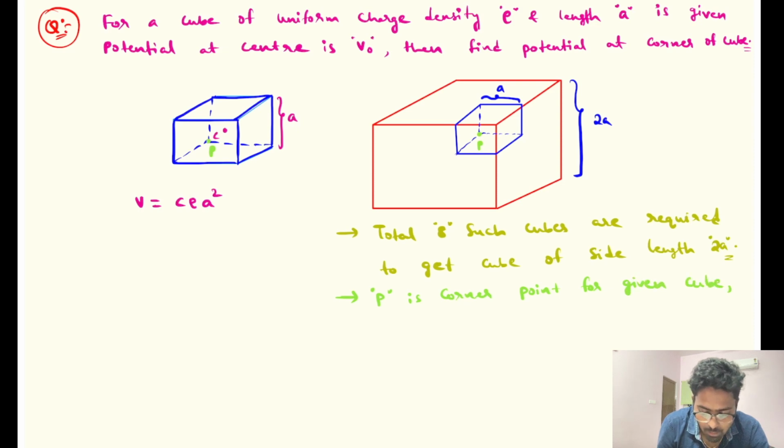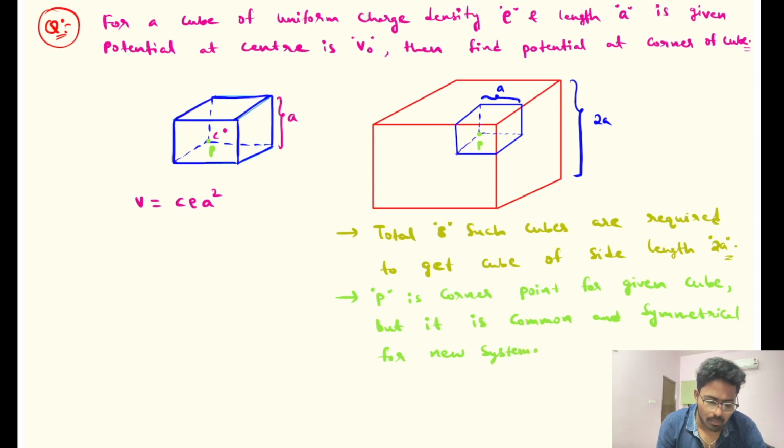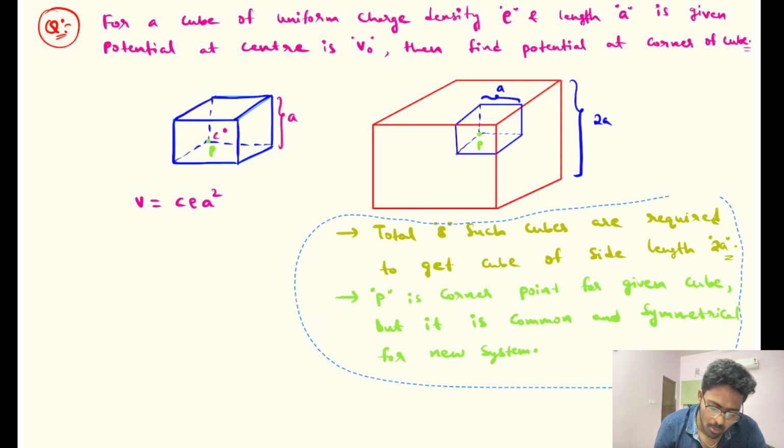P is the corner point for the given cube, but it is common and symmetrical for the new system. And you need to understand that for the new system the point P is nothing but what? For the new system the point P is the center point.